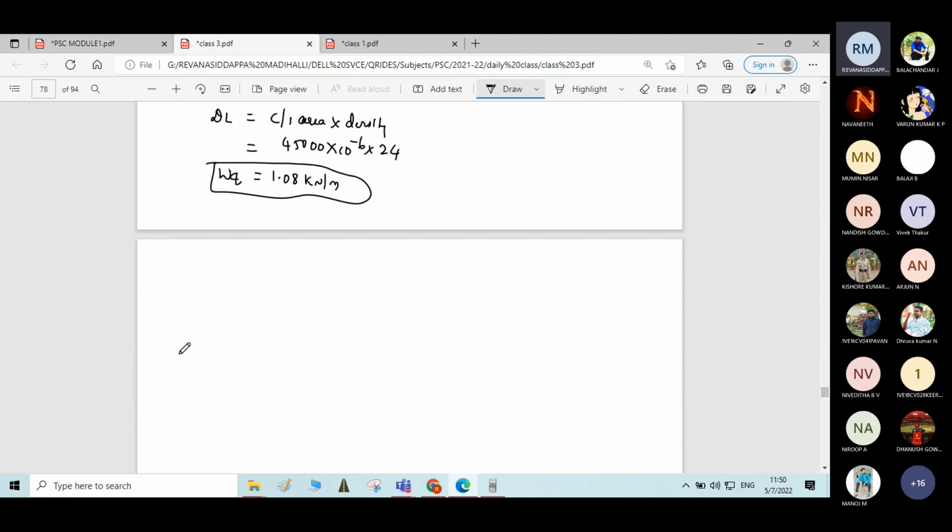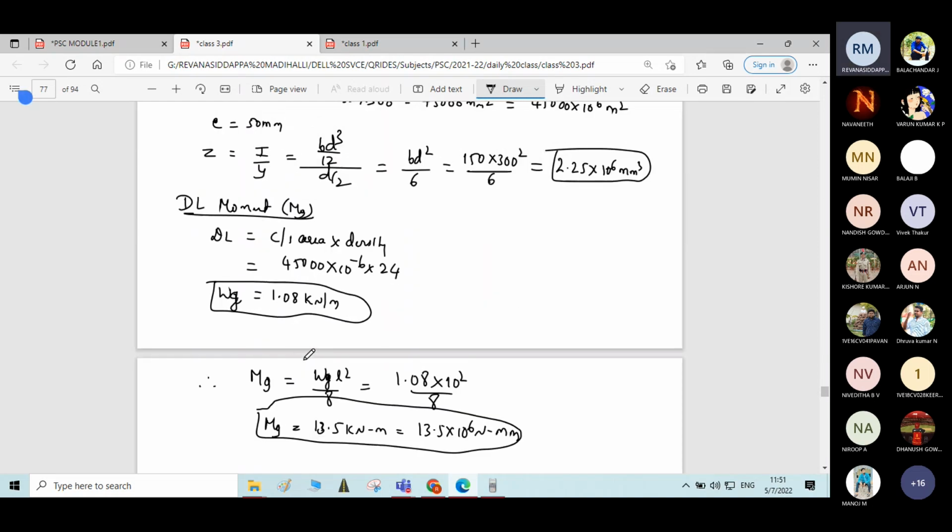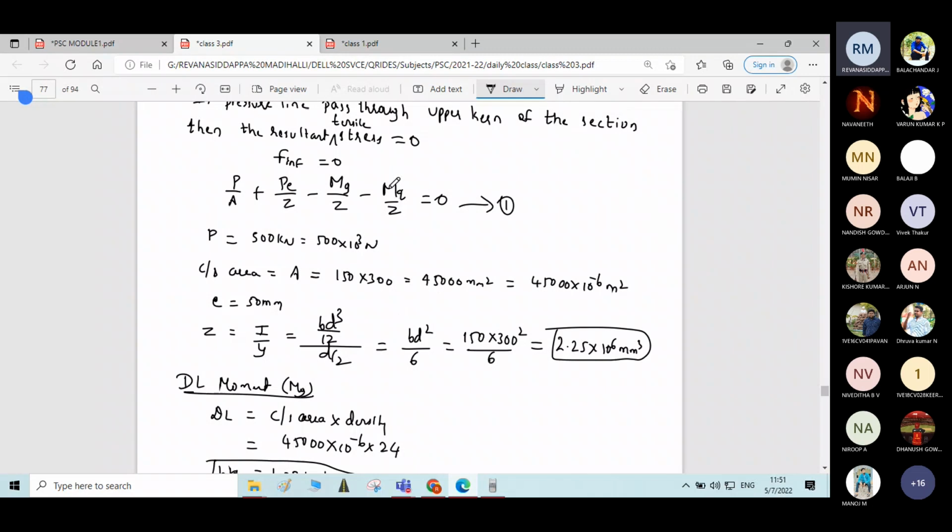If you know the dead load intensity, you can calculate the moment. Therefore, moment is equal to Wg L square by 8. Wg is 1.08, length of the beam is 10 meter, divided by 8. Therefore, Mg is equal to 13.5 kilonewton meter, or 13.5 into 10 power 6 Newton millimeter. Now you can substitute everything. You will get the Mq.